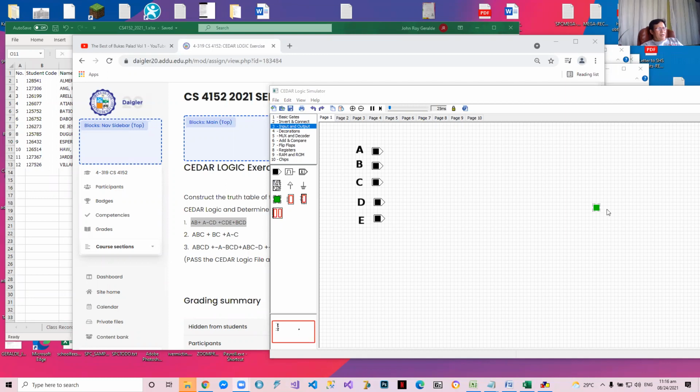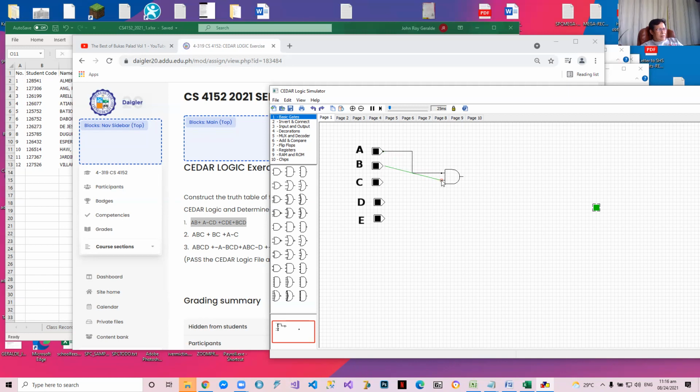Yeah. Our output will be here. The first is A and B. So we need a two input AND gate, right? I'm not sure if we need a connector, but we need a two input AND gate. Okay, A and B. So we'll connect this here. A and B.